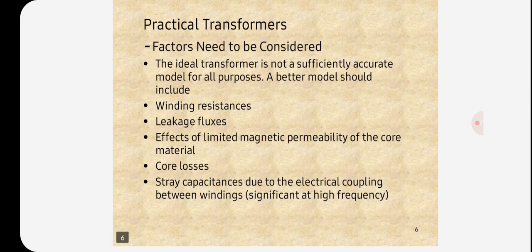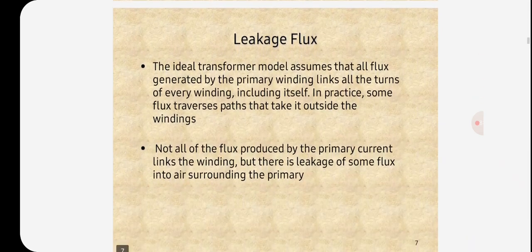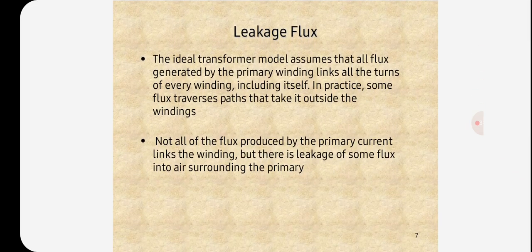So in practical transformers, some factors need to be considered. The ideal transformer is not a sufficiently accurate model for all purposes. A better model should include winding resistances, leakage fluxes, effects of limited magnetic permeability of the core material, core losses, and stray capacitance due to the electrical coupling between windings, significant at high frequency. So this is the leakage flux.